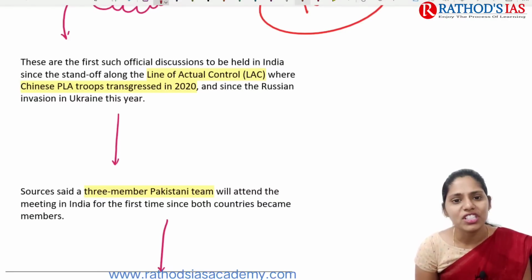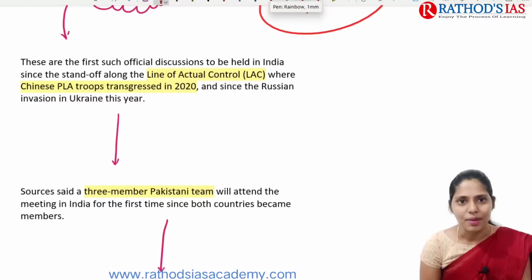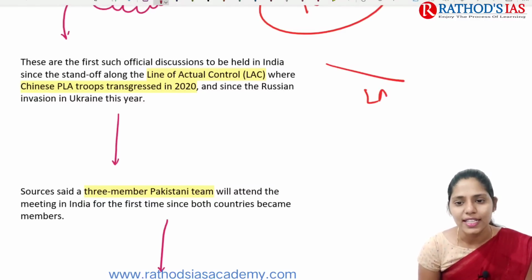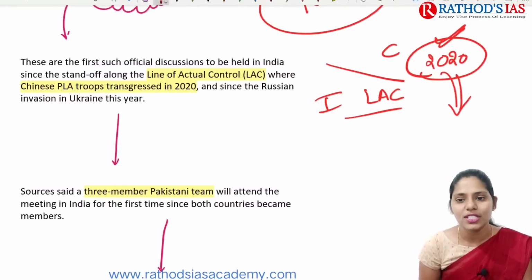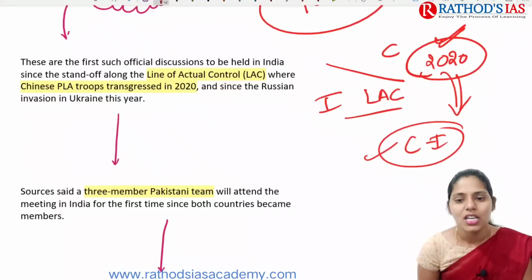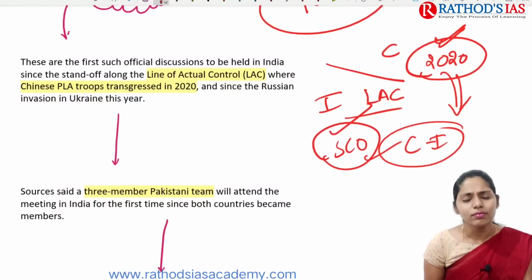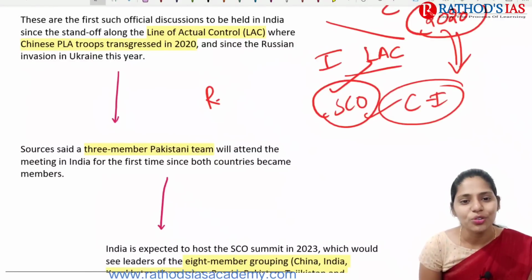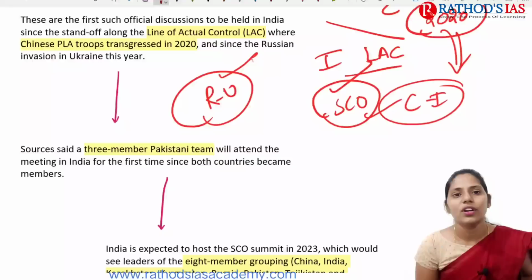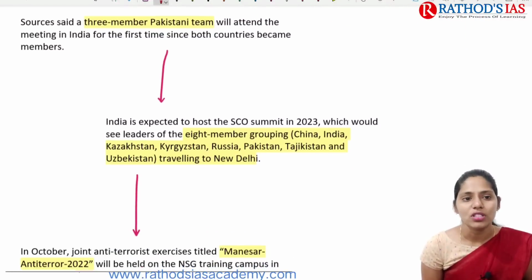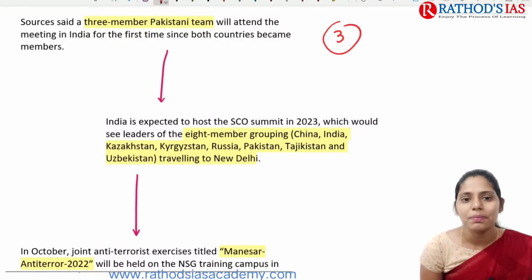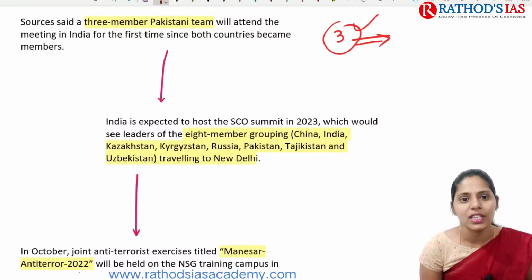This is the first official discussion that is going to be held in India. As you all know, across the LAC, the Line of Actual Control between India and China, we have been seeing a standoff since 2020 onwards. Since 2020, this is the first time China and India are going to participate in this SCO together. And if you're talking about Russia, the Russia-Ukraine war is going on, and even so they are going to meet in this Shanghai Cooperation Organization anti-terror structure. According to sources, a 3-member Pakistani team will attend this meeting in India.